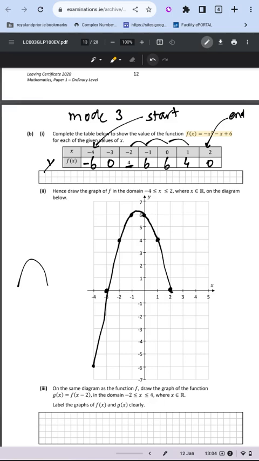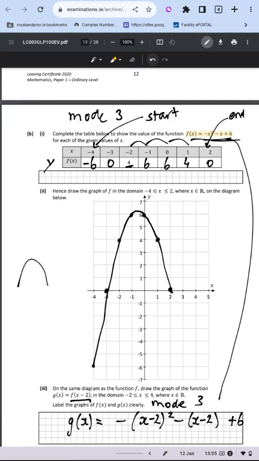And on the same diagram as a function, draw the graph of the function g of x, which is x minus 2. Now, within that, what I would do is clear my calculator. AC it. Go to mode 3 once again. And instead of writing minus x squared minus x plus 6, your x is being replaced by x minus 2. So the thing you're drawing is minus, and then x minus 2 has replaced your x squared. Minus x minus 2 plus 6. So I just replaced this thing up here. It's down there. Everywhere there's an x, I filled in that.